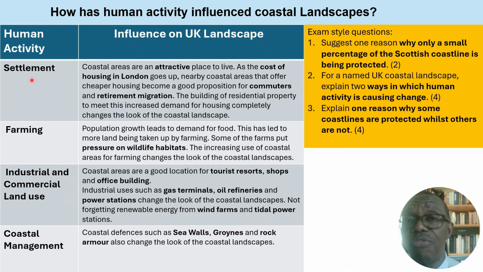And then we also have the influence of farming. And of course, we know that there are farms on coastal landscapes, and those also are changing the way that the coastal landscape looks. Then we have the development of industrial and commercial infrastructure and land use, and that obviously again will change the way the landscape looks. And then finally, and quite importantly, is coastal management. Now, if we put up groins, or we build seawalls, or we put down rock armor or riprap, then that again is going to change the coastal landscape and the way that landscape looks. So these here are ways in which human activity has influenced the coastal landscape here in the UK.